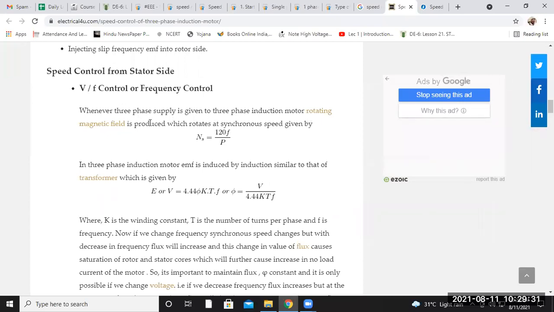Okay, and accordingly, when you provide a balanced three-phase supply, the speed of the rotating magnetic field is given by synchronous speed, that is Ns equal to 120 f upon P. Okay, that is the rotating magnetic field. Now in a three-phase induction motor, EMF is induced by induction. Similar to that, this is the EMF induced in the rotor part of the induction machine. So all of you must remember this equation. Okay, this is quite similar to that of your transformer.